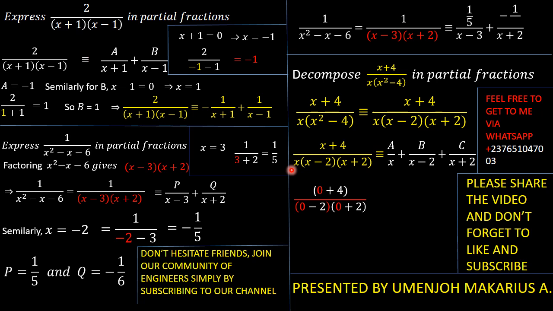We want this factor to be 0, so we simply take x to be 0. I'm going to close this x, then replace all the other x's with 0. So we are going to have 0 plus 4, all that over 0 minus 2 into 0 plus 2. Simplifying, we have our a to be negative 1. Good.